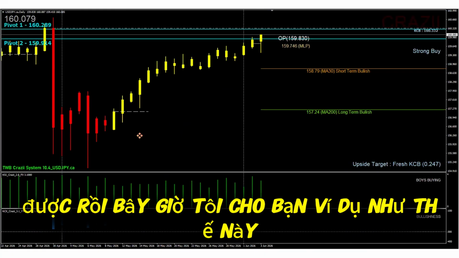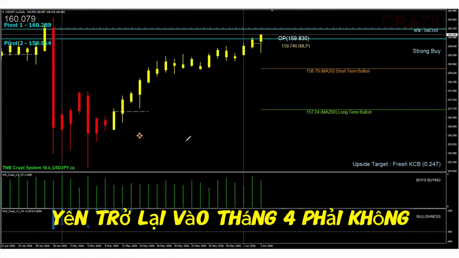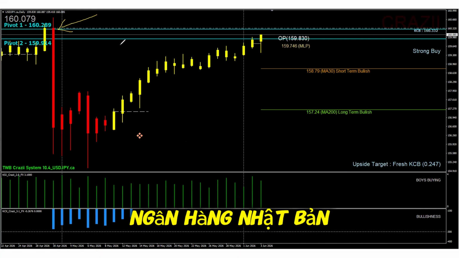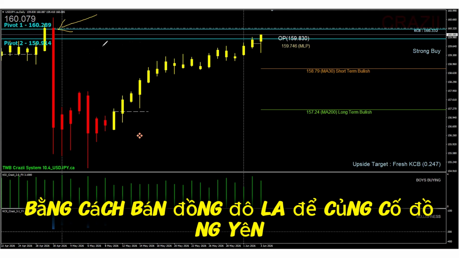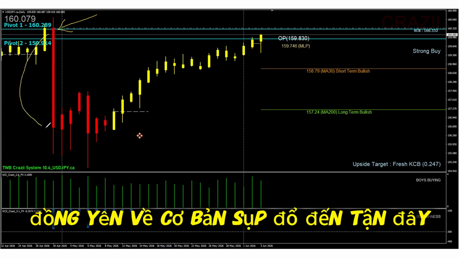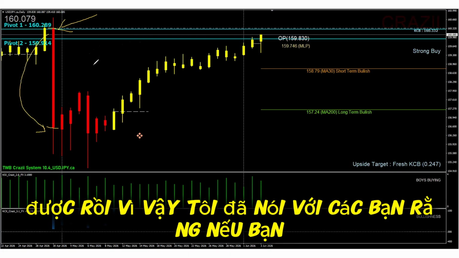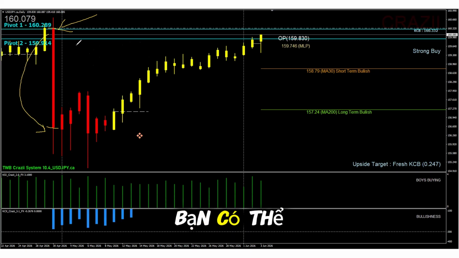Okay, now I give you an example like this. This one is the dollar yen chart. Remember dollar yen back in April, when the BOJ, Bank of Japan, came in to intervene by selling the dollar to strengthen the yen. The yen basically collapsed all the way down to here. Remember? So this entire KCB is a very good big candle. I told you guys that if you are able to hold your trade in, you can consider to trade this particular candle.